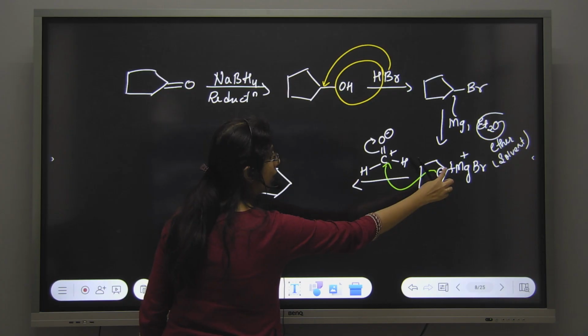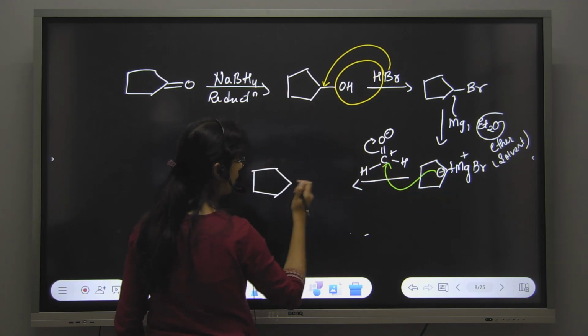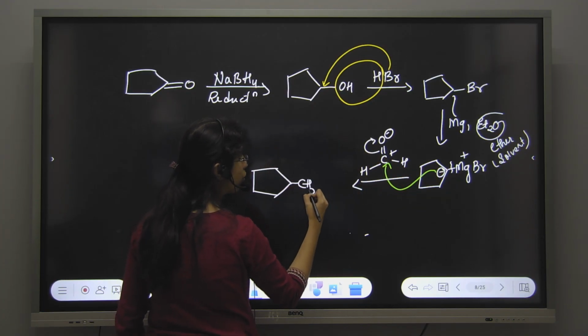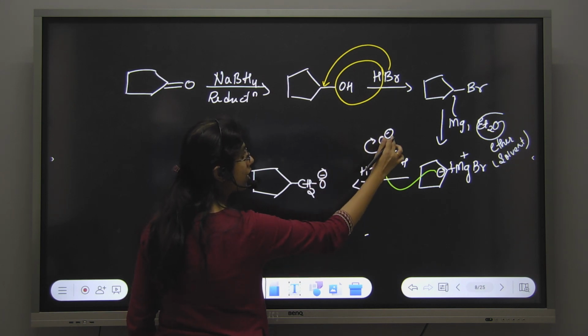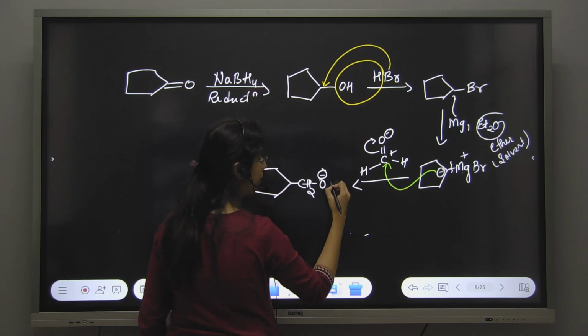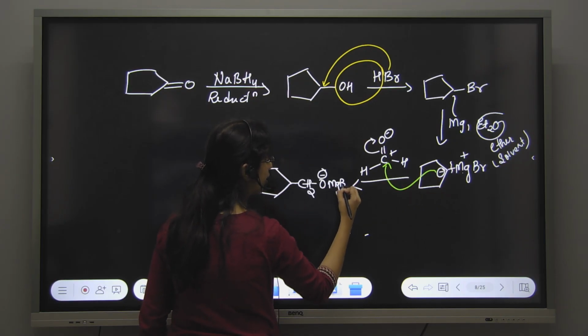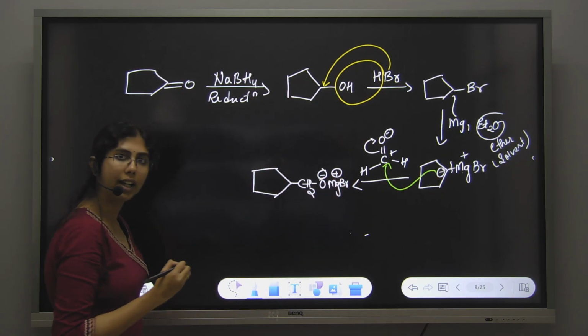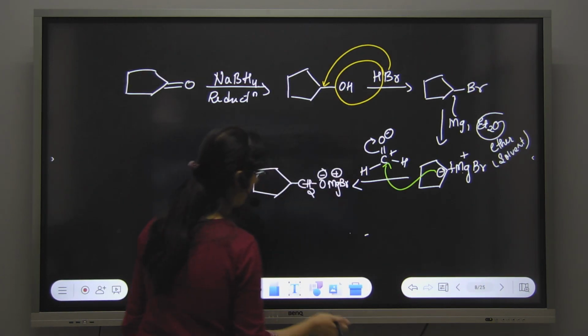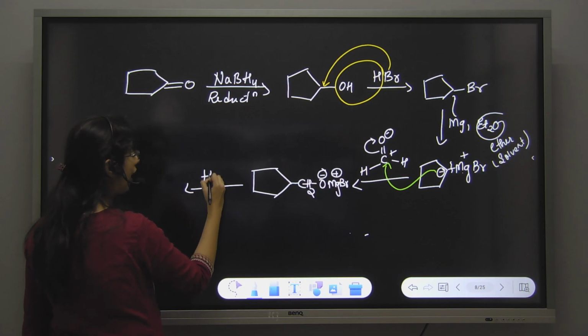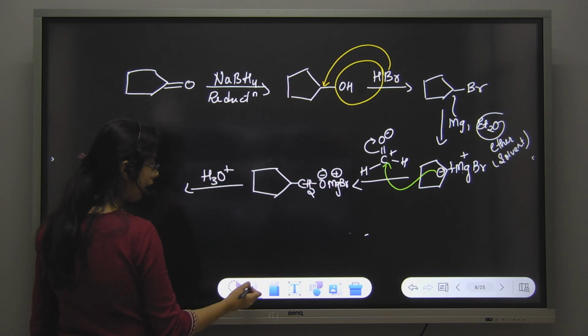This carbon, now this negative carbon, is attached to this carbon which is CH2, and here we have O minus, which is attracted towards this Mg plus. In the next step they are adding H3O plus. What does that mean? They are carrying out hydrolysis.